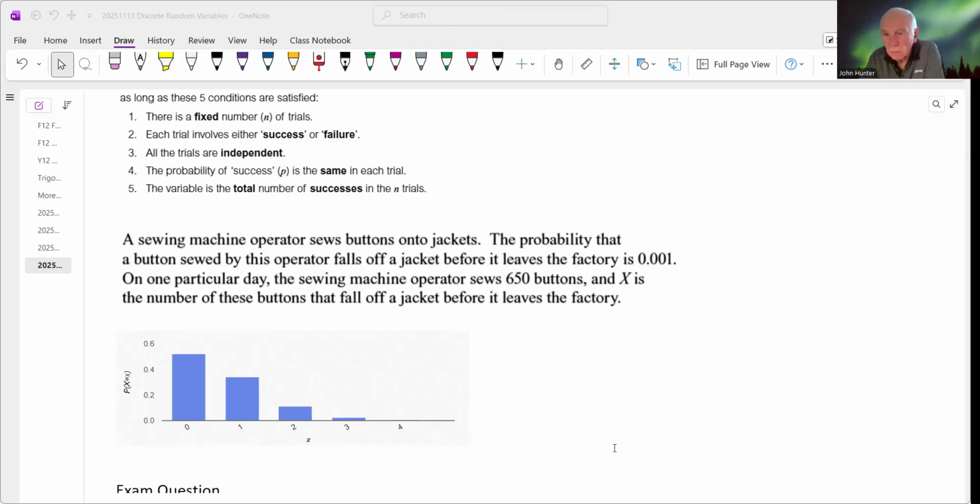And we've got 650 trials. The probability is this number here, 1 times 10 to the power of minus 3. And when we hit equals, we get the table. Okay, so the probability that no buttons fall off is this value here. Let me just cut that out and then I can make it a bit bigger.